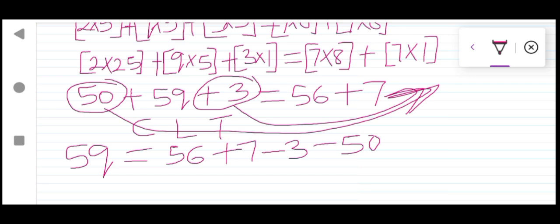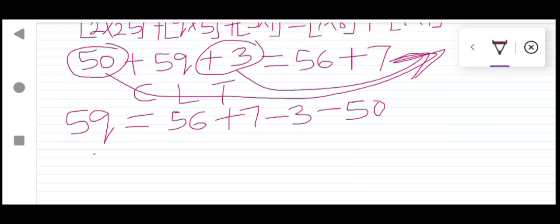So let's do a simple sum. 56 plus 7 would give us 63. Then minus 3 would give us 60. Then minus 50 would give us 10. So we have on the left 5q equals 10.